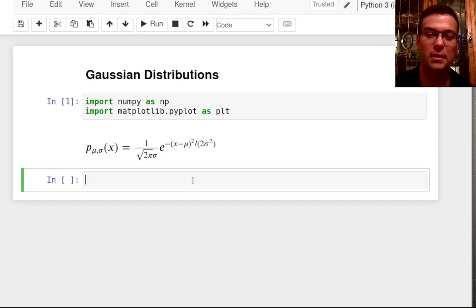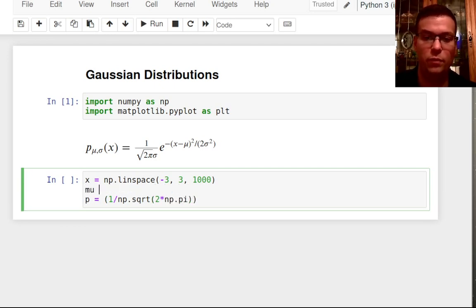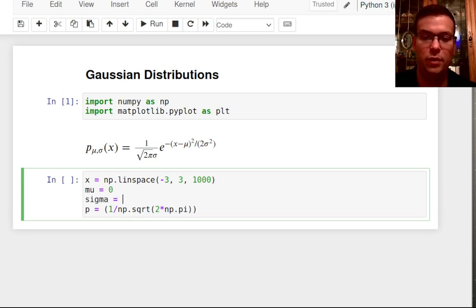Now let me plot this, because this gives a probability density for taking on particular values of x. Let's look at x in the range from -3 to 3. I'll take 1,000 samples. So p is equal to 1 over square root of 2 pi. Actually, let me define these variables here. mu is equal to 0. To start with, sigma equals 2. Or let's say sigma equals 1.